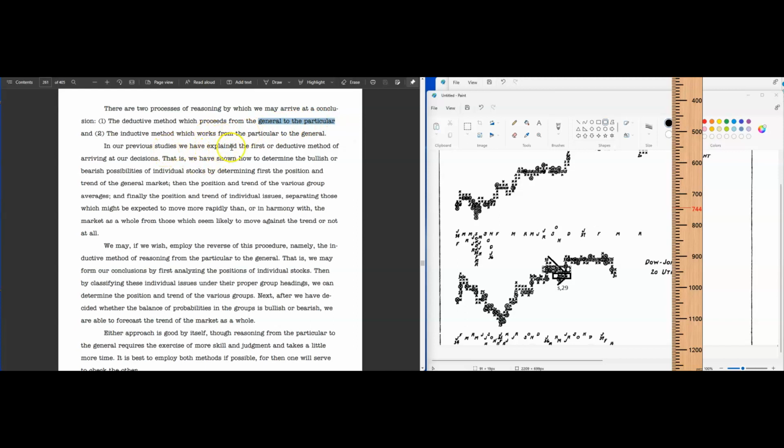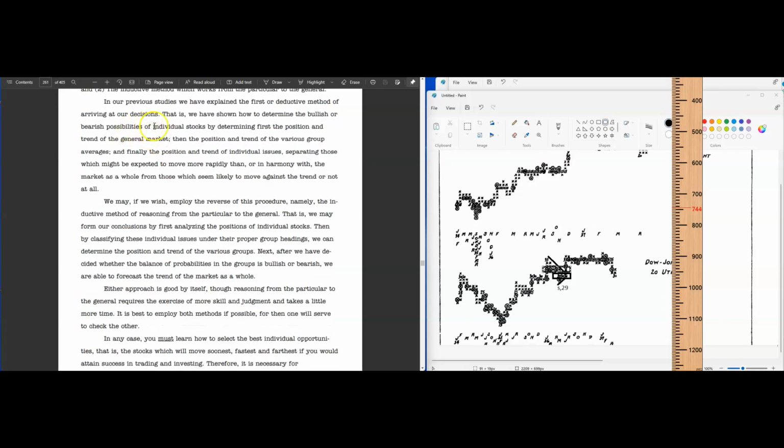In our previous studies, we examined the deductive method of arriving at our decisions. What does that mean? Okay, look at the trend. After that, look at the group. After that, look at the stock. All right, that is the deductive method, top down. So you take a bullish and bearish possibilities, and by taking a look at the general market and all of the other stuff, meaning trend to group to stock to base to all of that.